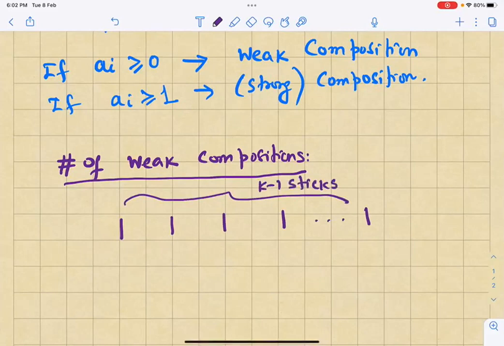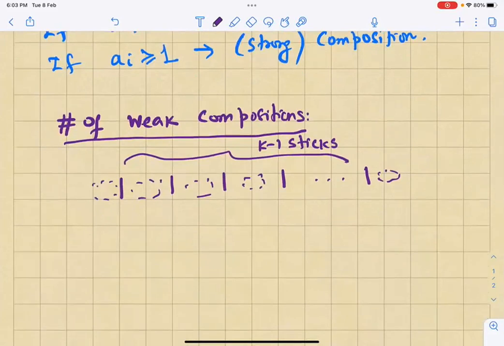So what are the sticks doing? They are basically the boundary walls of the boxes. That means this is the first box, this is the second box, third box, and this is the kth box. So if you place k minus 1 sticks, you have k boxes, right?